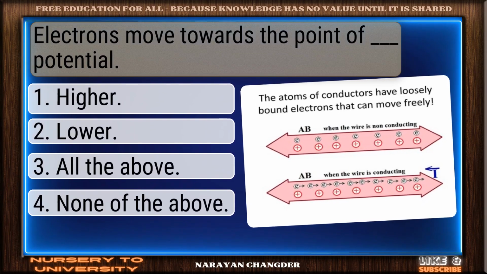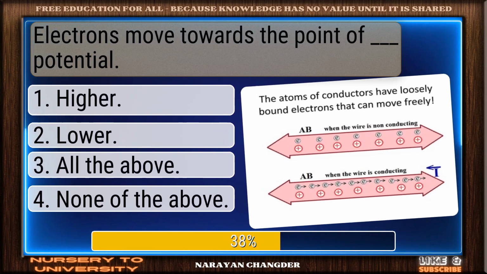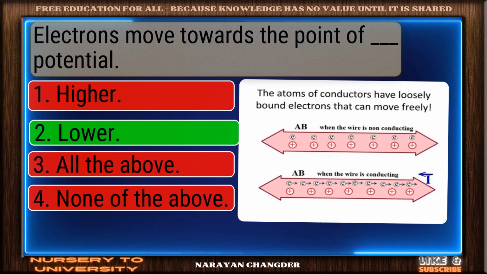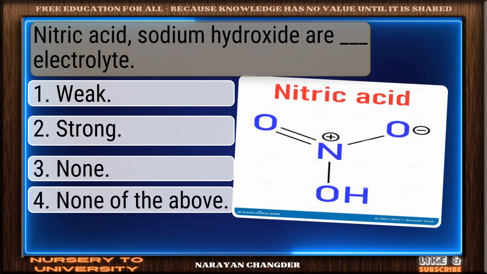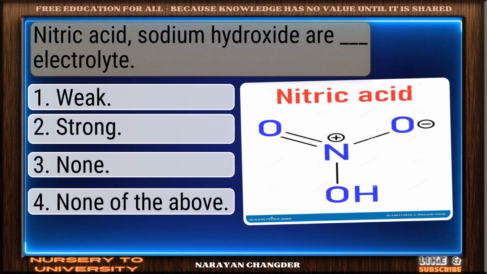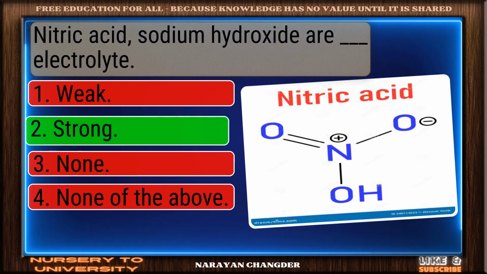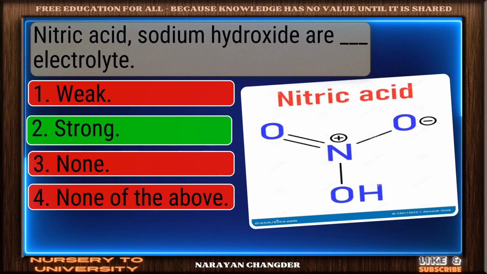Question number 25. Electrons move towards the point of dash potential. Right again. Lower is a valid answer. Question number 26. Nitric acid, sodium hydroxide are dash electrolyte. Clear logic. Your choice, strong, is sound and 100% true.